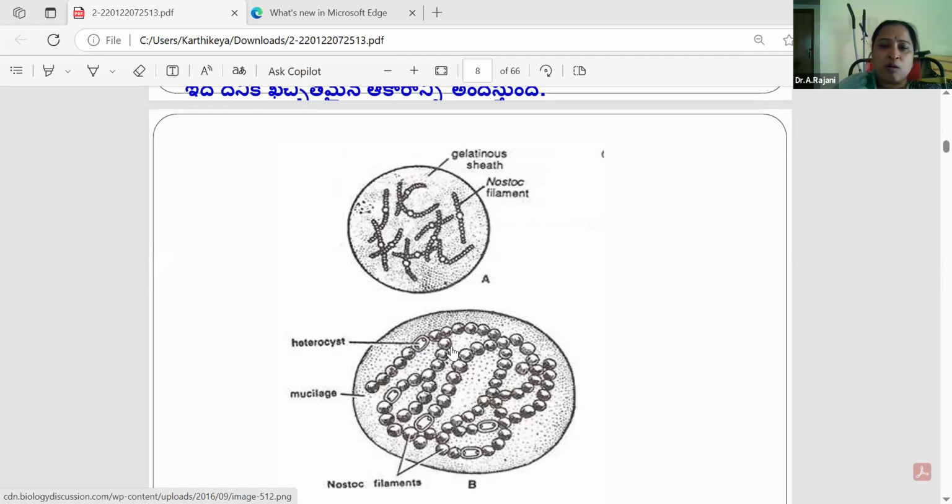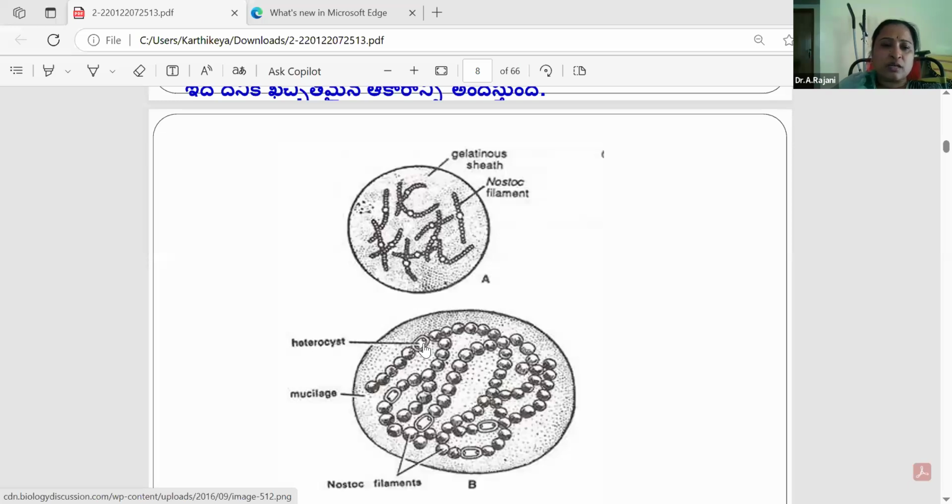Here, all these rounded beads are there, no? In those rounded beads is a bluish-green color. In between the rounded beads, you can observe this part, spherical or cylindrical in shape. This cell you can observe is only a colorless cell. This is called the heterocyst.